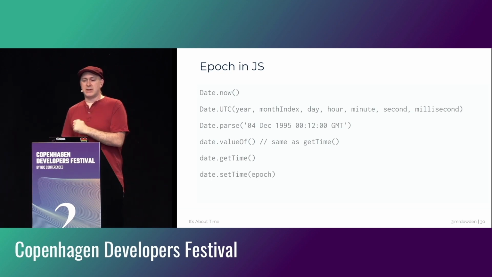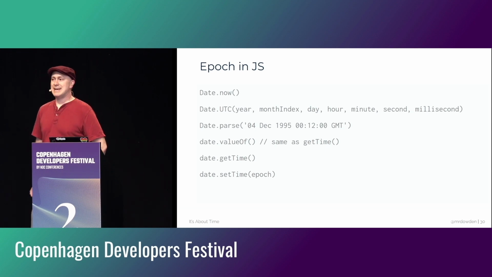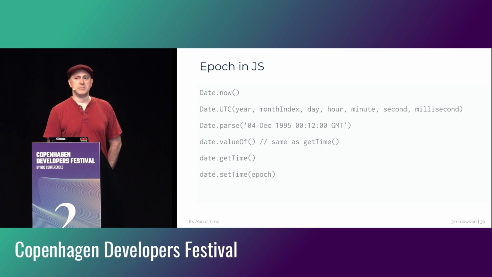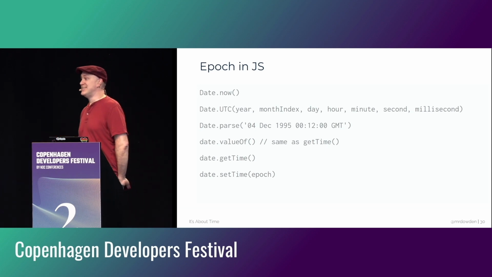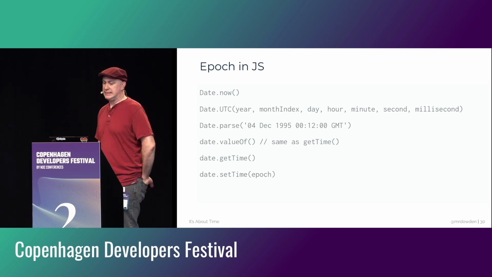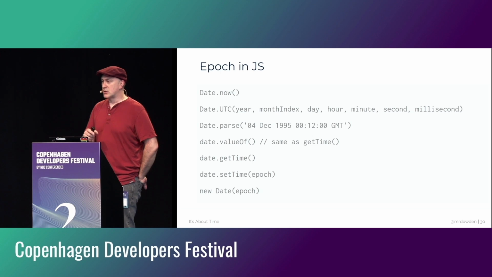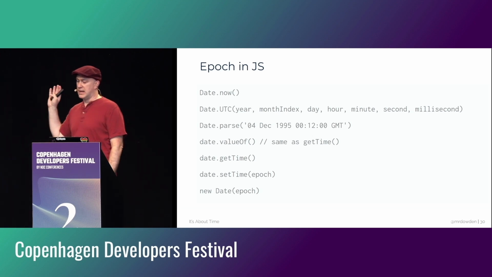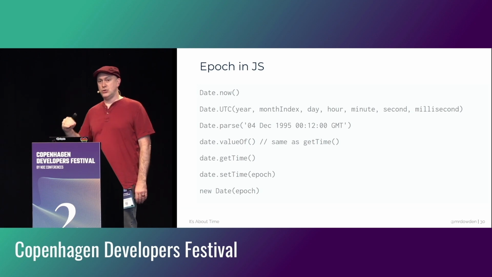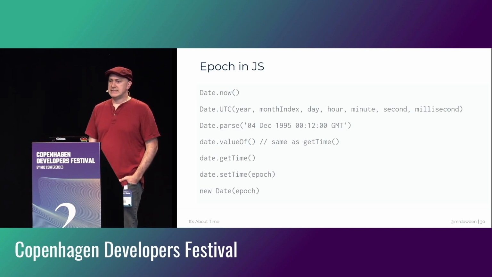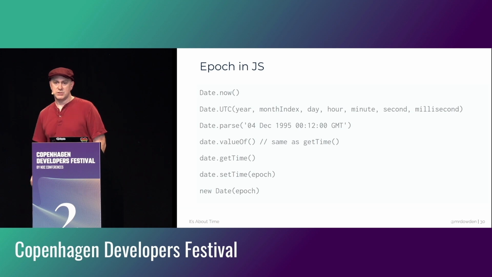This is my least favorite, I think, of all of them, which is date.setTime. That's right, date objects in JavaScript are mutable, and you can change it to a specific epoch. So that's really not ideal. And finally, you can create a new date object from an epoch. And this is actually something that we probably do a lot. I would say Date.now and new Date from an epoch are two of the most common JavaScript date things that I see people use. And it's not horrible because they're in UTC. We just have to account for that.